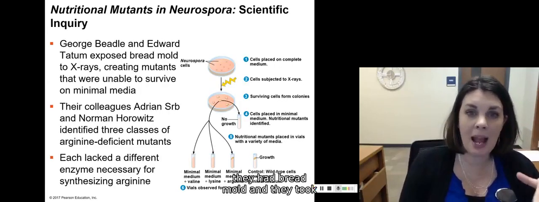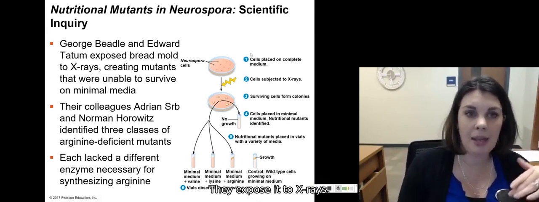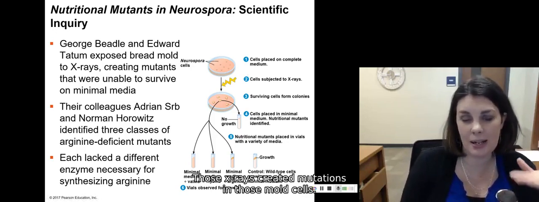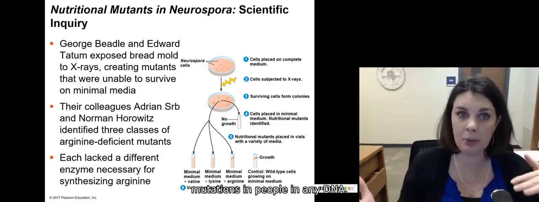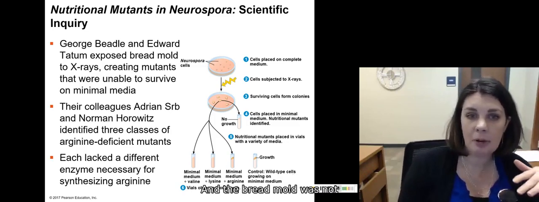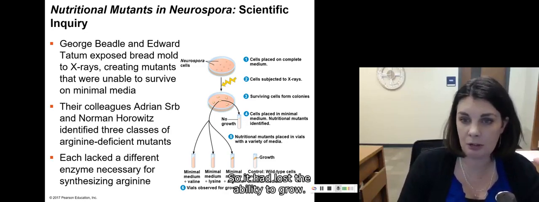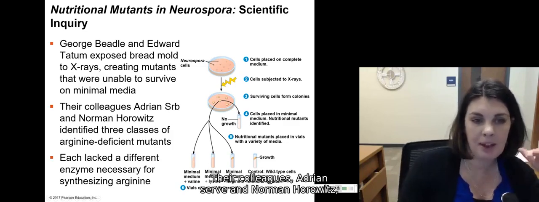Later, George Beadle and Edward Tatum, they had bread mold, and they took that bread mold and grew it on plates, and they exposed it to X-rays. Those X-rays created mutations in those mold cells, just like X-rays can create mutations in people, in any DNA. So they created mutations in that bread mold, and it was no longer able to survive on the media. So it had lost the ability to grow. It couldn't grow on this media. They had to actually start adding these other things back to it.